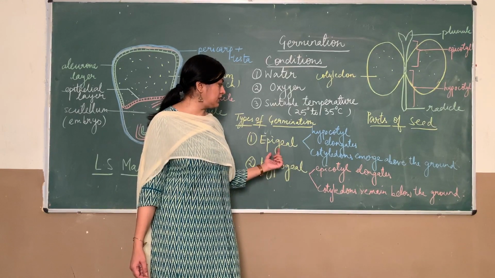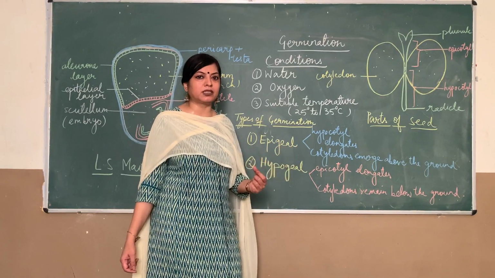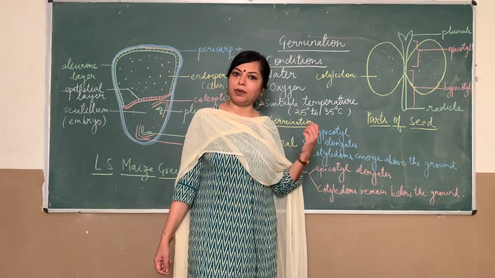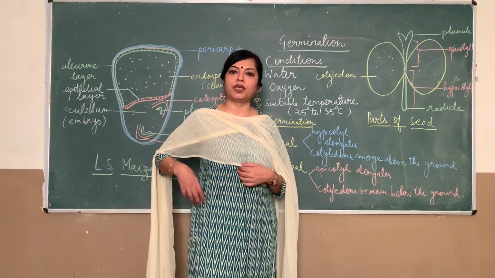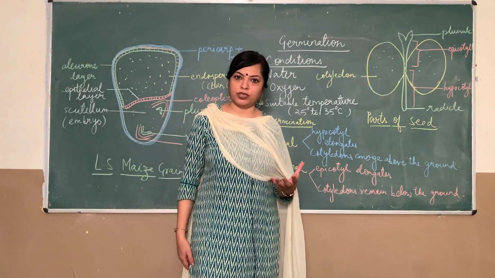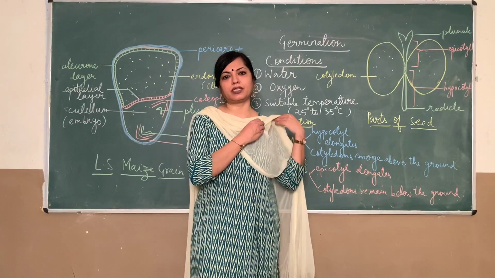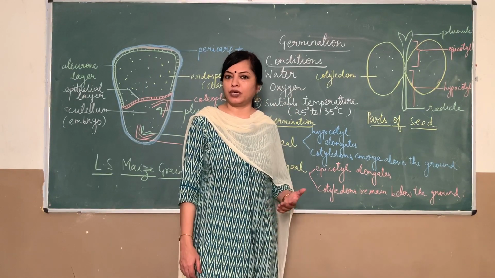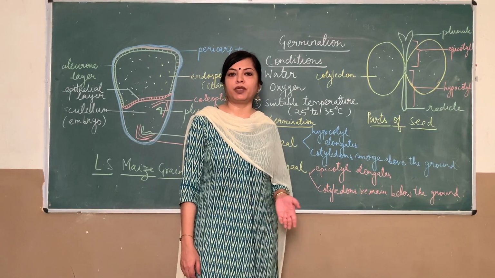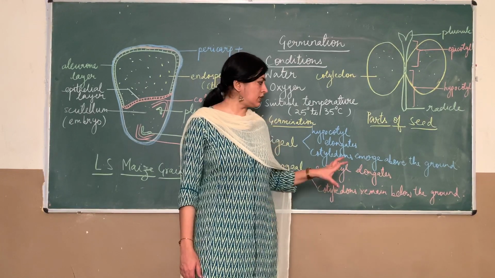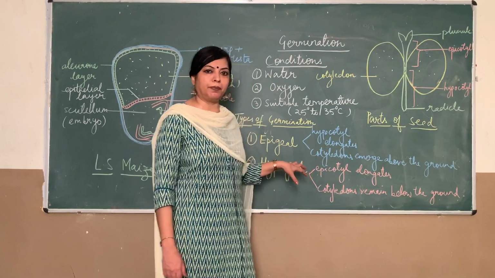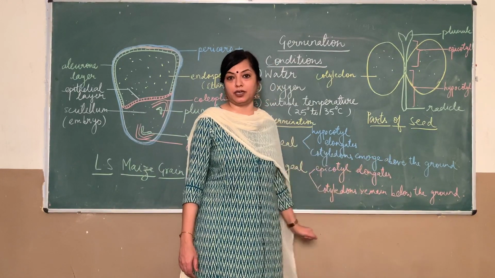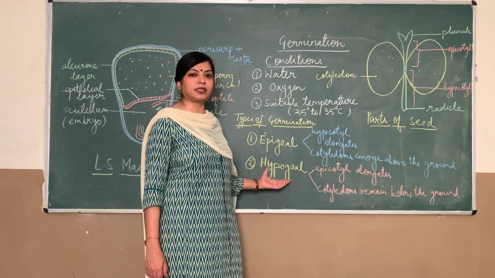The second difference is, when you sow a bean seed which is showing epigeal germination in the soil, the cotyledons come above the soil. So you try soaking some bean seeds at home and sow them in the soil. Within a week's time, you will find the cotyledons coming out of the soil. They would also turn green and they would start performing photosynthesis. So this is the main thing which is happening in epigeal germination. The cotyledons emerge above the ground, whereas reverse happens in hypogeal.